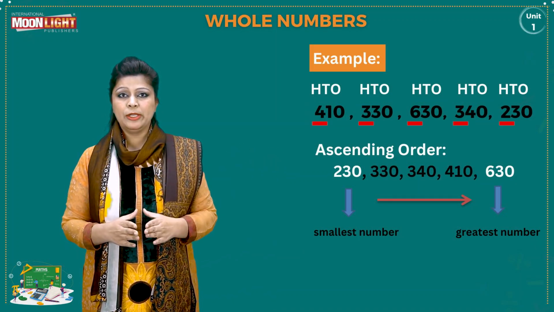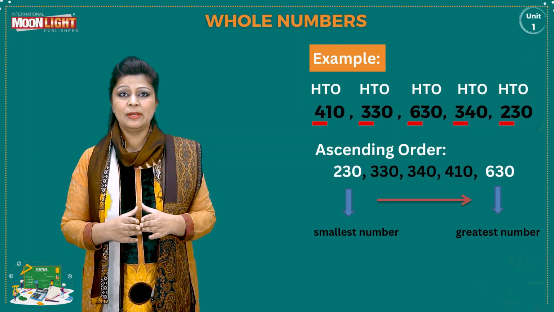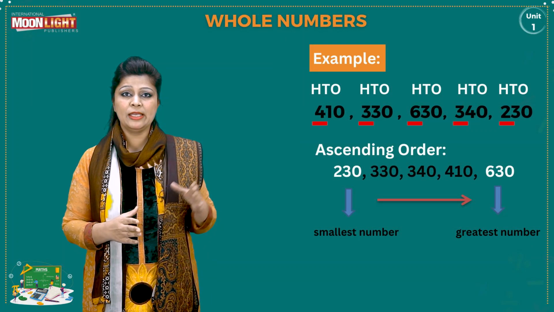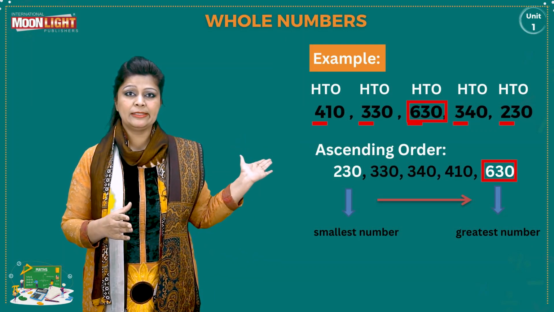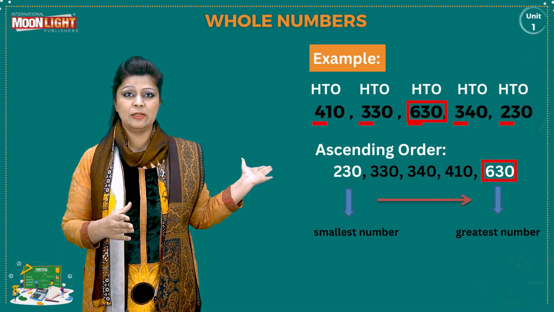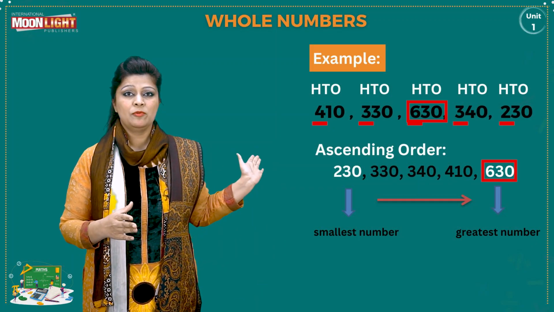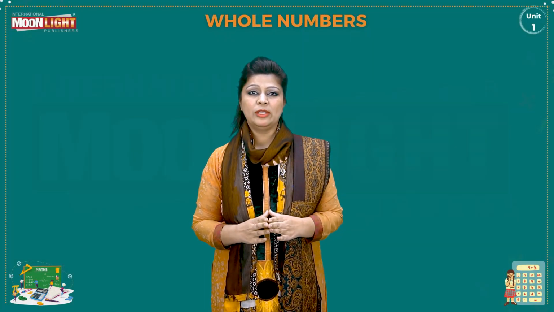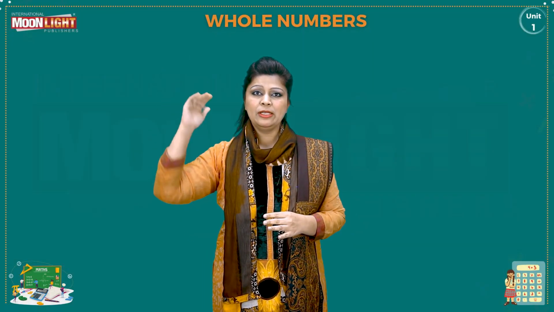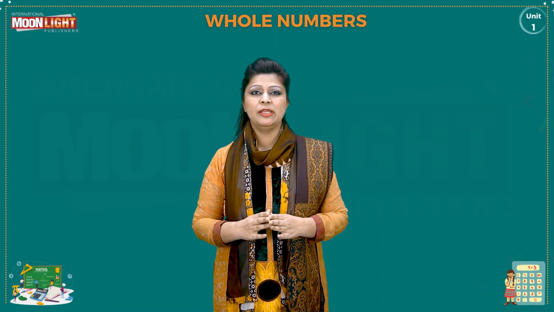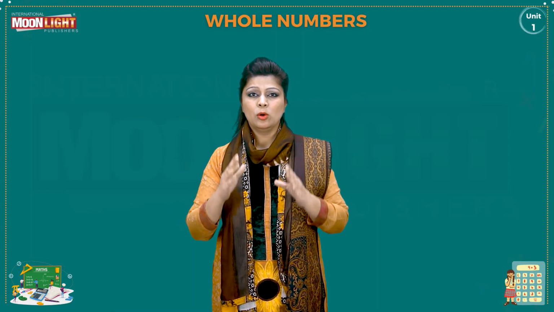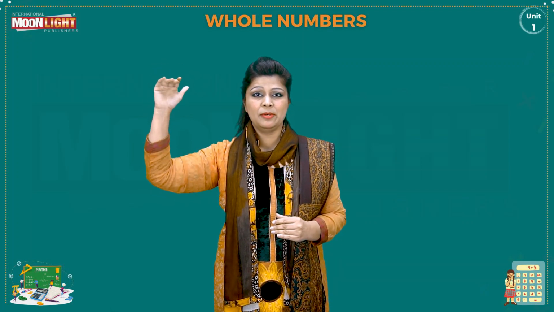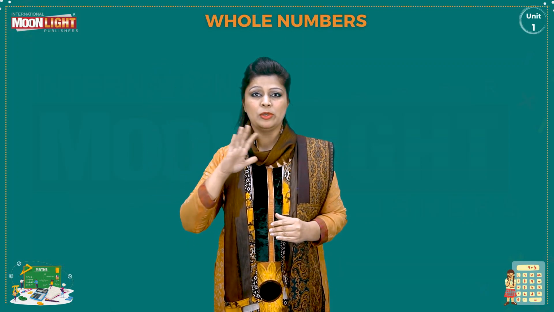Now we are going to write the maximum number, the greatest number. The greatest number over here is 630. So we end this sequence by arranging the numbers from the smallest to the greatest. As you already know, descending means moving down, and ascending means moving up. In the same way, descending means we start from the greatest number until the smallest number.